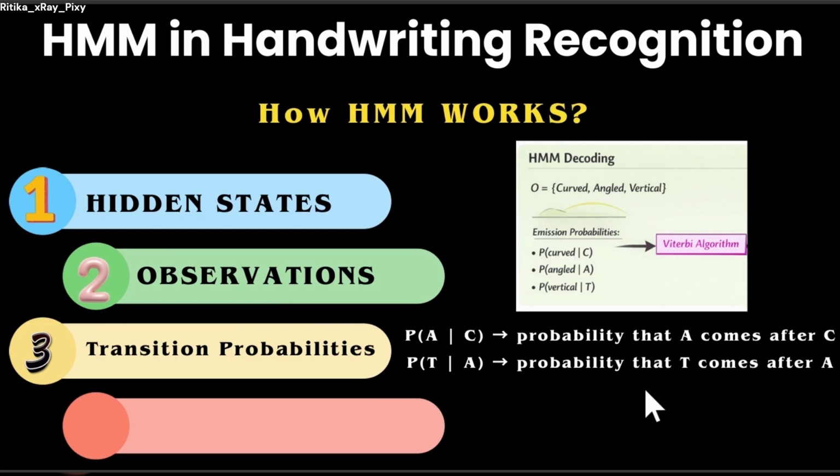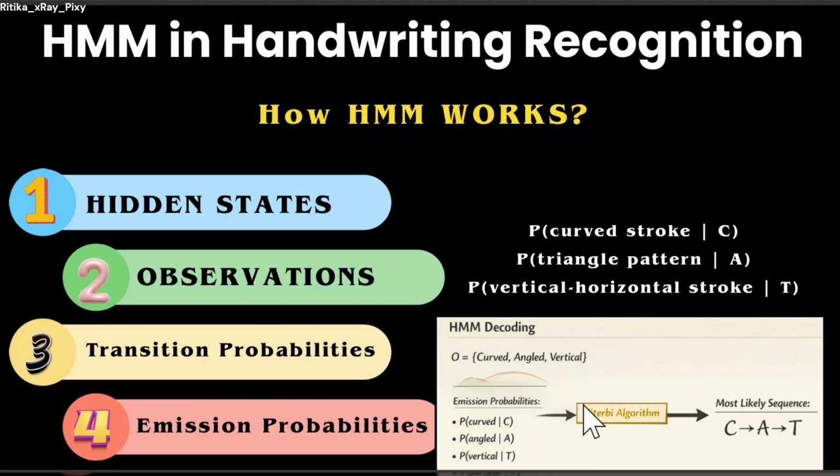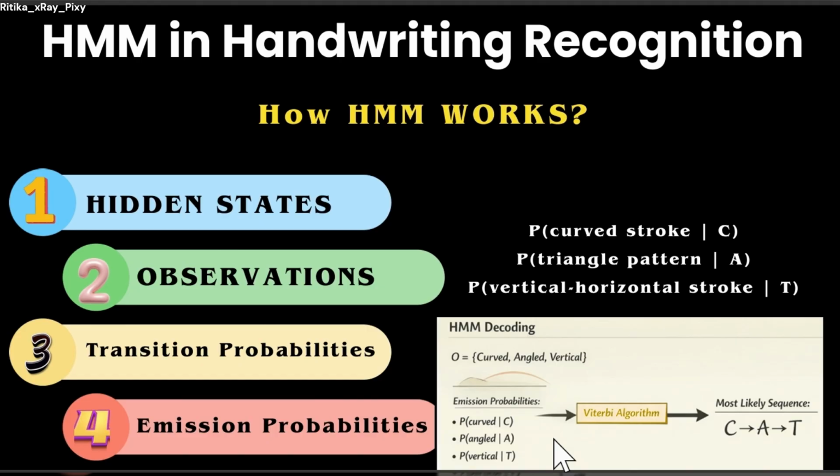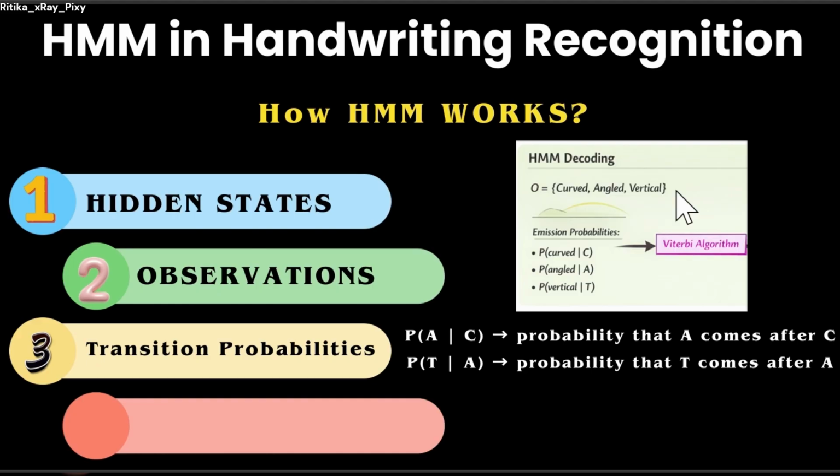Next step we have the transition probability. Transition probability tells us the likelihood of moving from one letter to another letter, or we can say from one state to another state. For example, the probability of moving from letter C to letter A, meaning the probability that letter A comes after letter C. Next, the probability that letter T comes after letter A. Transition probability helps enforce a valid letter sequence, that is, which letter comes after which one.